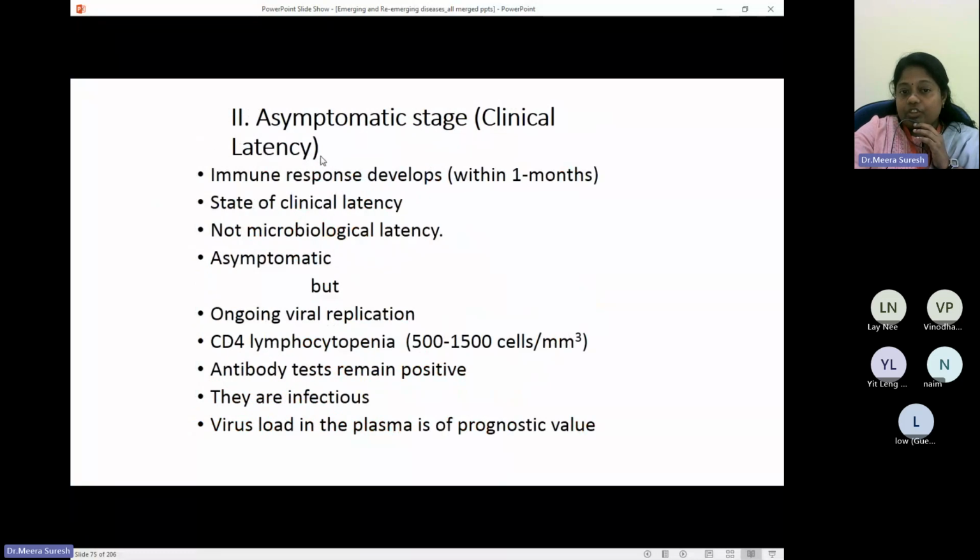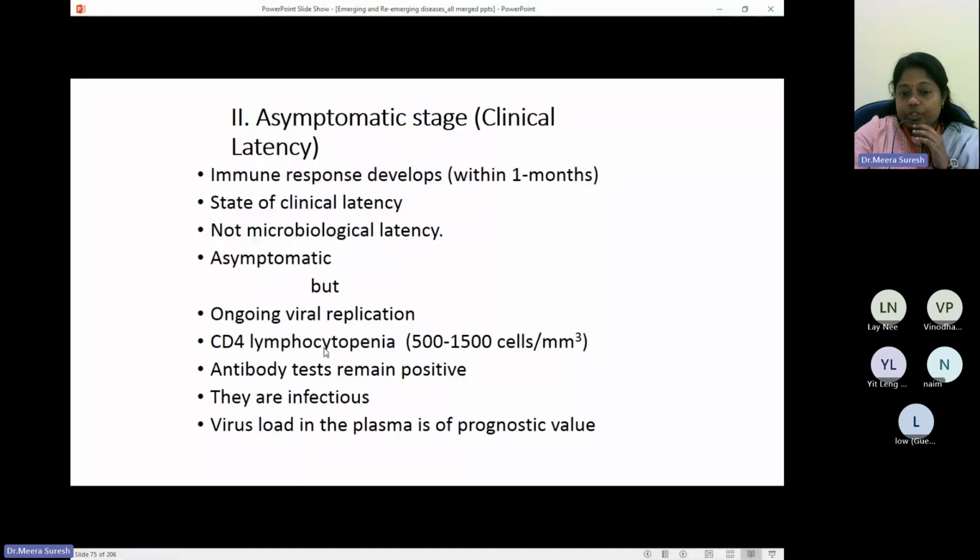In the asymptomatic stage, which is clinical latency, there are no symptoms, but pathologically it is active. The immune response develops within 1 month. It is a state of clinical latency, not microbiological or pathological, which means it is doing its underground activity. So there will be no symptoms. There is clinical latency, but viral replication is ongoing.